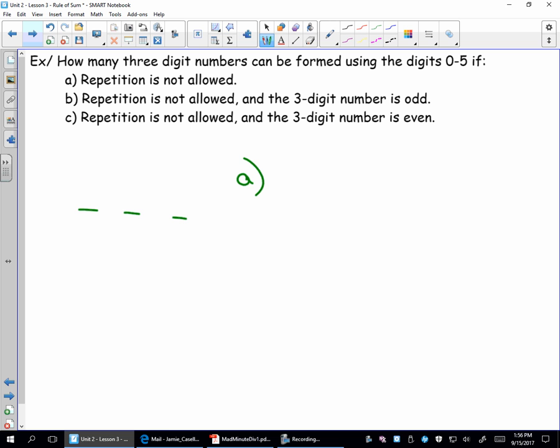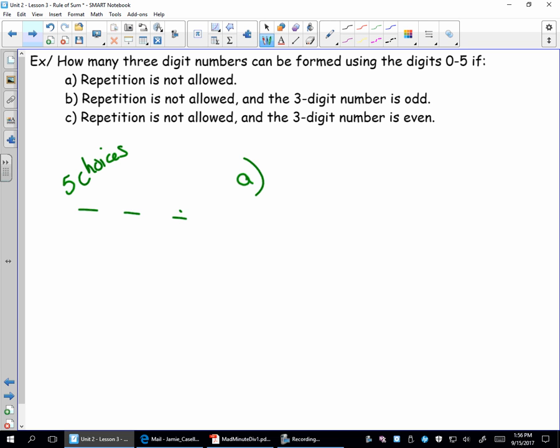If I make the number 012, is that really a 3-digit number, or is that just the number 12, a 2-digit number? I think that's a 2-digit number. So in other words, I don't think I can put the number 0 at the front. I can put anything I want except the number 0. So I've got the choices of 1, 2, 3, 4, 5. I've got 5 choices here.